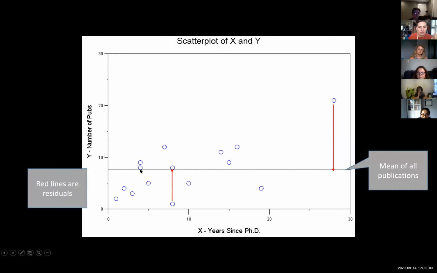Each dot is a person, and they are plotted based on years of experience and the number of publications. Again, this line right here is completely ignoring the years of experience. It's just guessing the mean for everybody. So this was that residual of 13.4 that I looked at before. And if I square it, then it's a lot bigger than that.